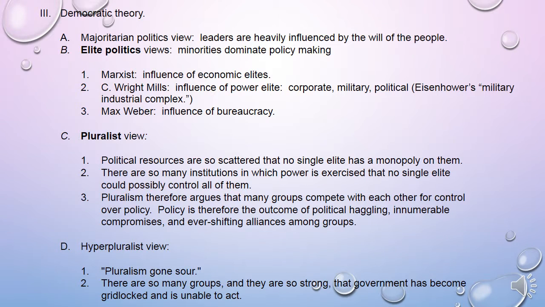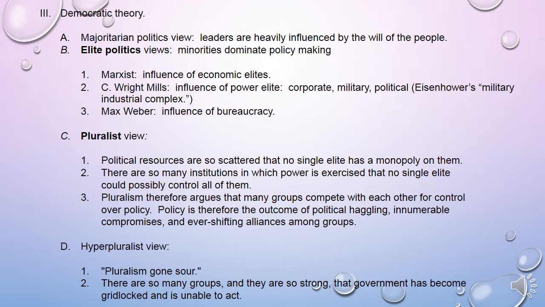So let's switch gears and talk about democratic theory a little bit. There are a few different views of democratic theory. The first is the majoritarian politics view. Leaders are heavily influenced by the will of the people. I think you can see that played out a little bit when you see politicians respond to polls, where they ask people what they think about this, that, or the other thing.